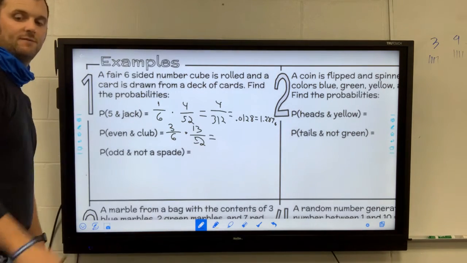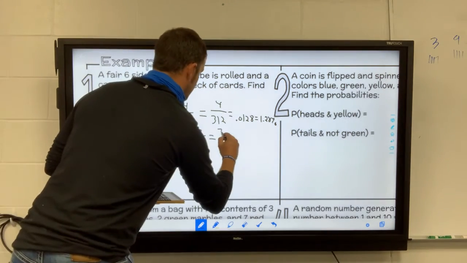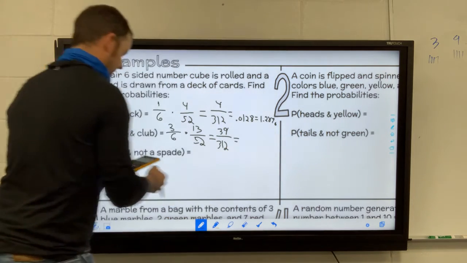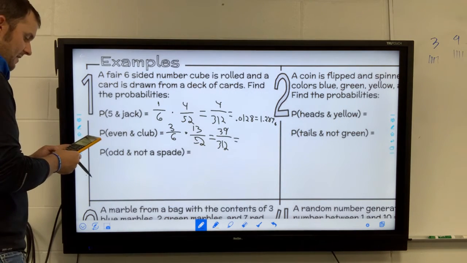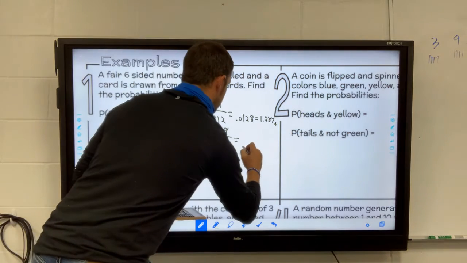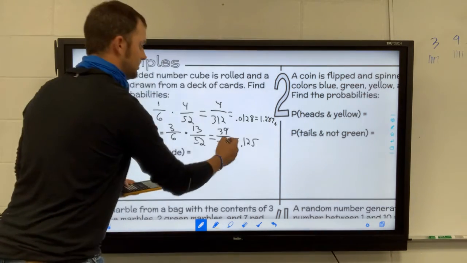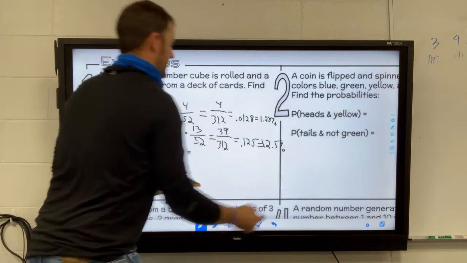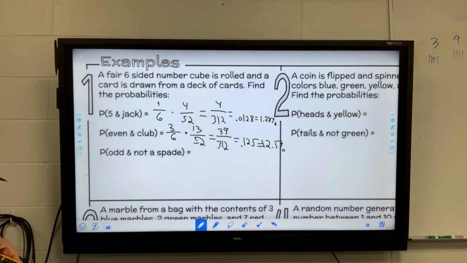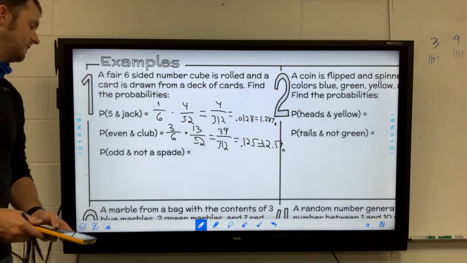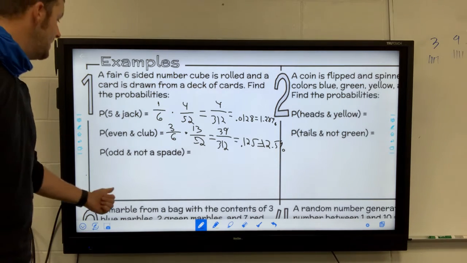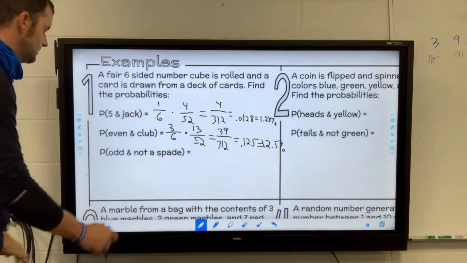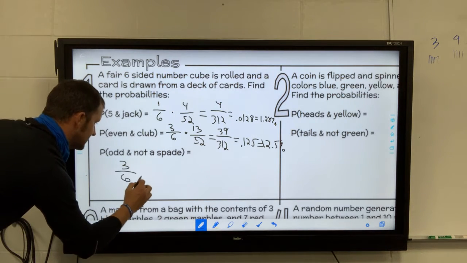So now literally all I have to do is multiply straight across, which is gonna give you 39 over 312. And when I actually do 39 divided by 312 as a decimal, that's gonna give me 0.125. 2 decimal places over, that's gonna give me a 12.5% chance that that combination is going to happen, okay? All right, and the last one, we're gonna do the probability of getting an odd and not a spade. So we have 1, 3, and 5. So there's 3 odd numbers out of 6.